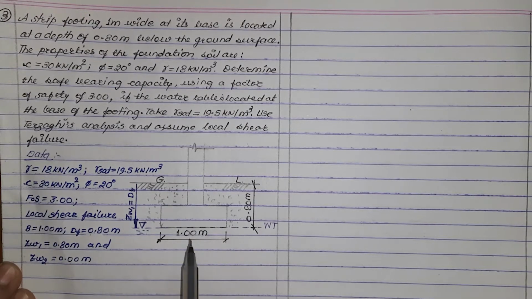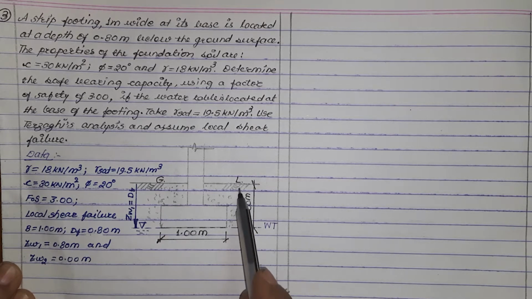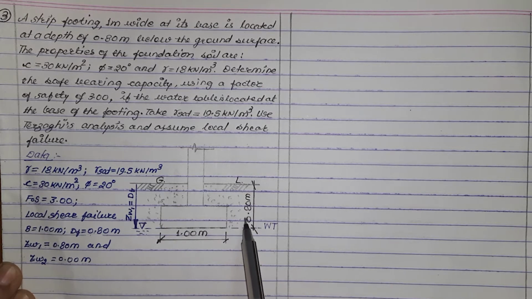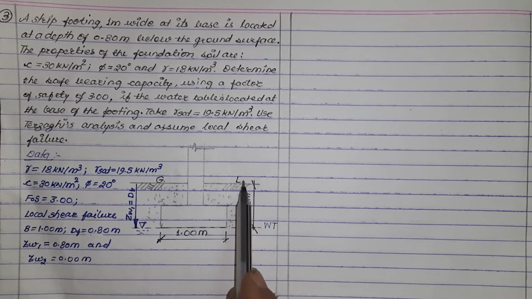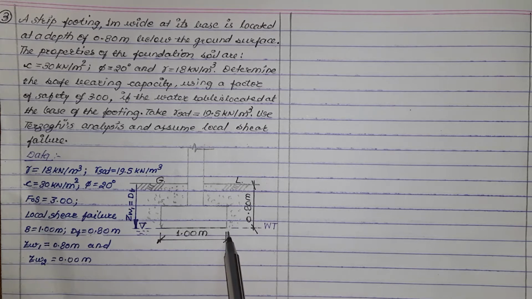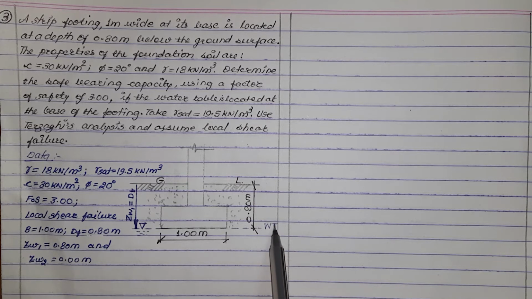In the diagram, we can see this is strip footing. Its width is 1 meter and depth of the foundation is 0.8 meter. This is ground surface and water table is located at the base of the footing. So base is at a 0.8 meter depth from the ground surface. Hence, this line is going to be the water table level.